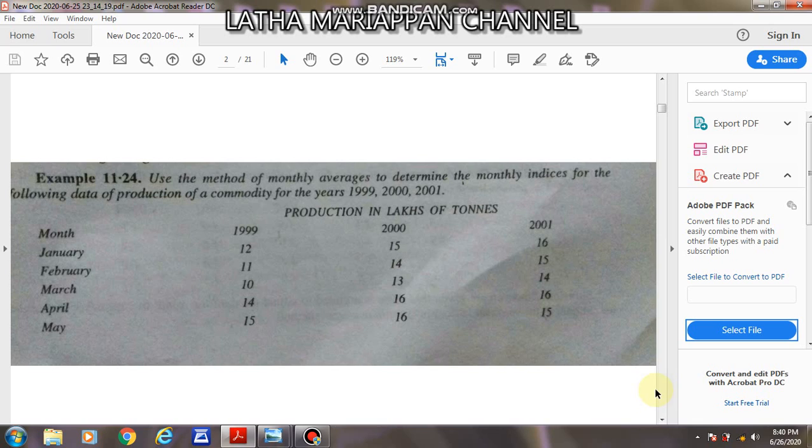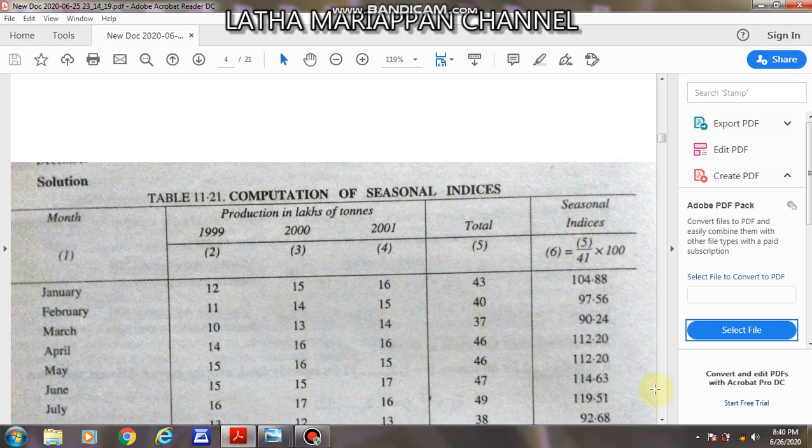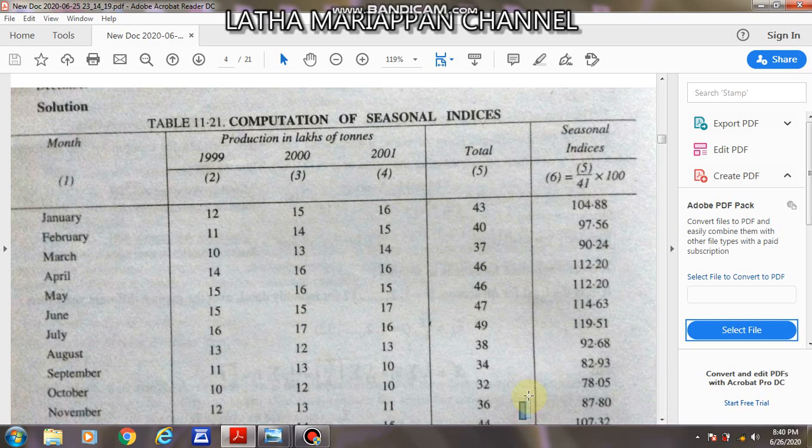We are going to use the method of monthly average to determine the monthly indices. Here again, June to December the same data is given. Take down the data, and this is the solution: computation of seasonal indices. They gave the data and we put it here for 1999, 2000, 2001. Month-wise you add 12 plus 15 plus 16 and you get 43. Similarly 11 plus 14 plus 15 you get 40. Like that, add all three years and put it in the fifth column.